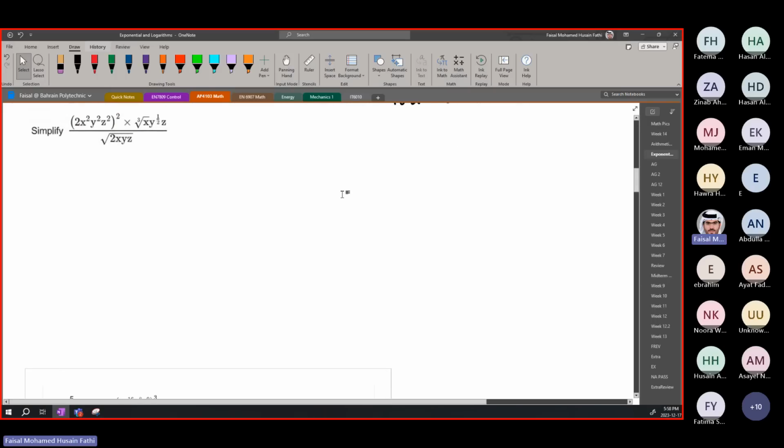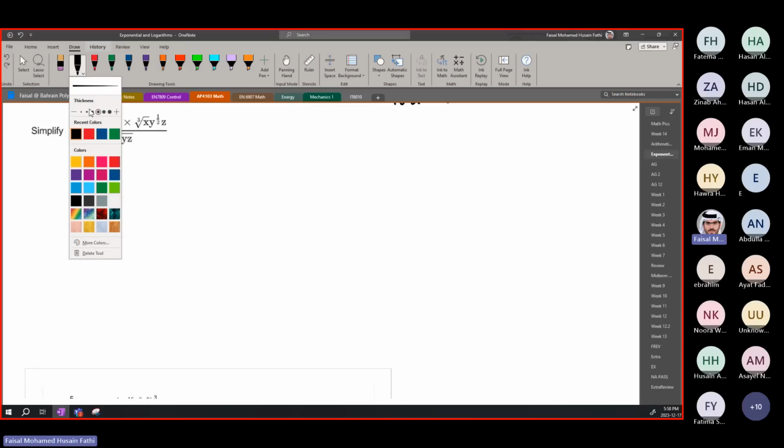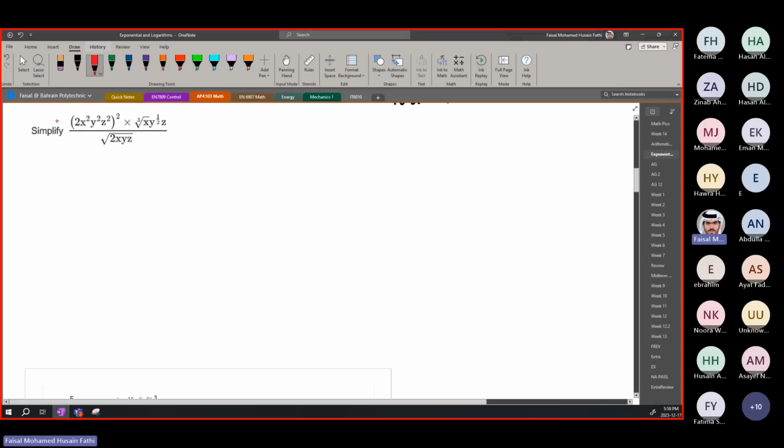So we have this equation. 2x squared, y squared, z squared, all of it is squared, times and so on. Don't worry about how complicated it is. You will always take it step by step. All right? First thing, let's look at the first part alone. We want to look at just this part by itself. Let's simplify this part first.